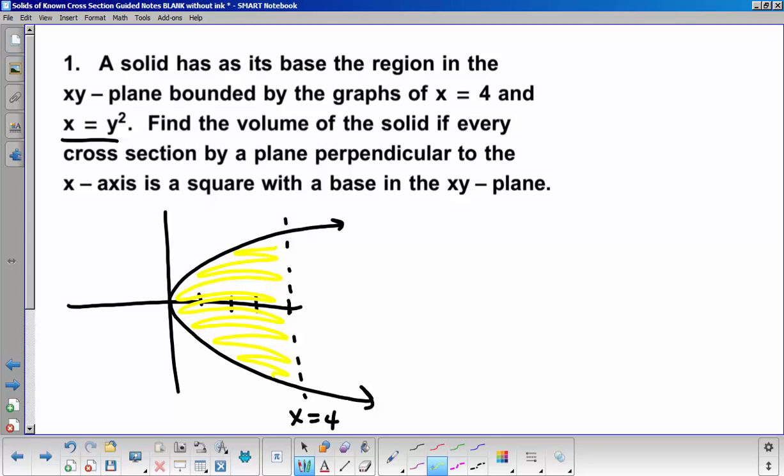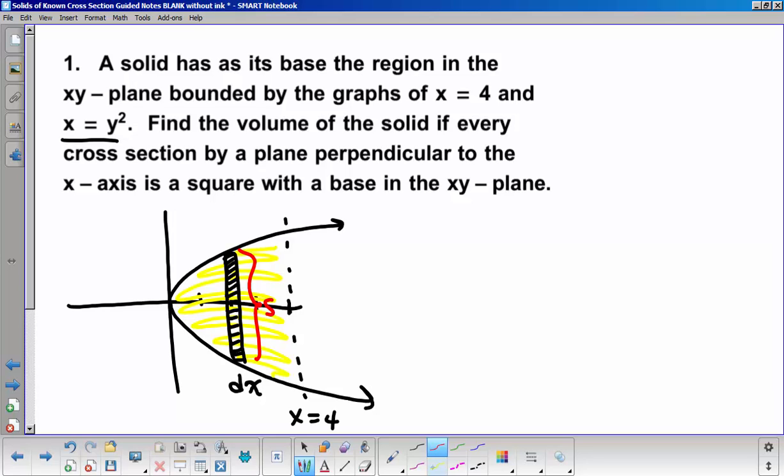Find the volume of the solid if every cross section by a plane perpendicular to the x-axis is a square. Is it the whole thing, or do we just use symmetry? Well, this is different. Symmetry is not quite as obvious here because the slice, perpendicular, is going to be a dx, but the side length is the combination of both. So we're not going to be using symmetry here.